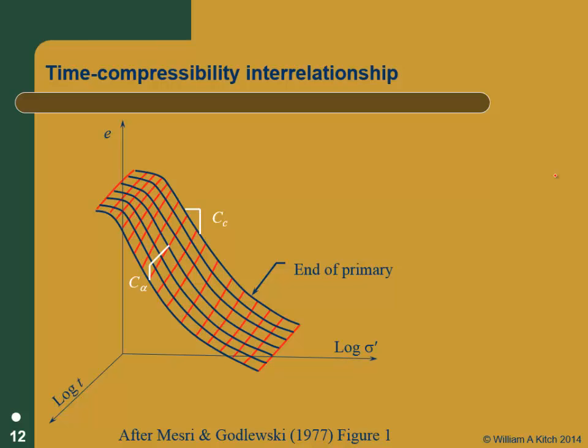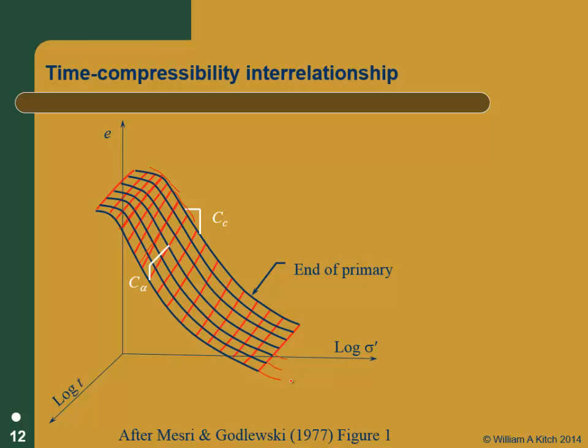So we're going to generate the end of primary e-log-P curve, and we measure C sub C all the way. And then after the end of primary, we're going to measure C sub alpha, and we'll calculate the C sub C over C sub alpha ratio, and we assume that it's constant for the soil. Then anywhere I go in this curve, at any point, I know at this point C sub C is like that, and I can calculate this C sub alpha. At this point C sub C is this, and I can calculate this C sub alpha. And I can reconstruct every one of these e-log-P curves.